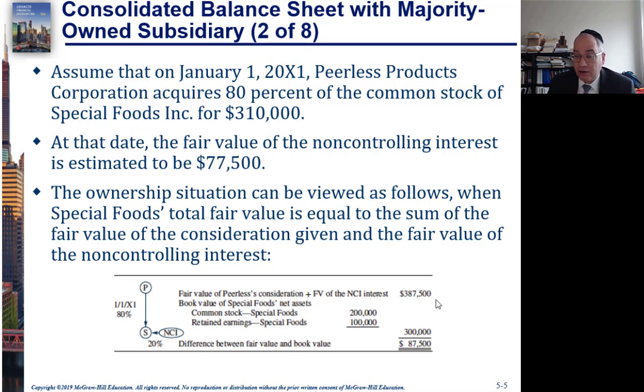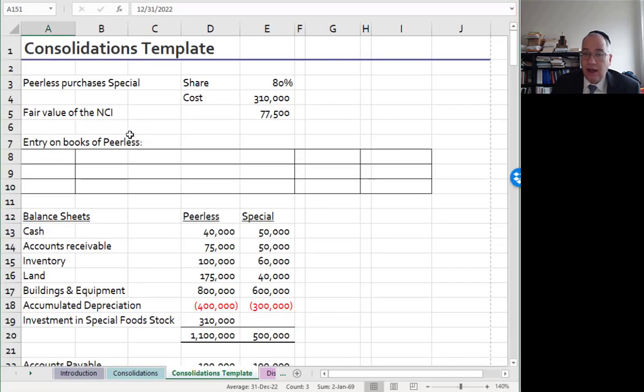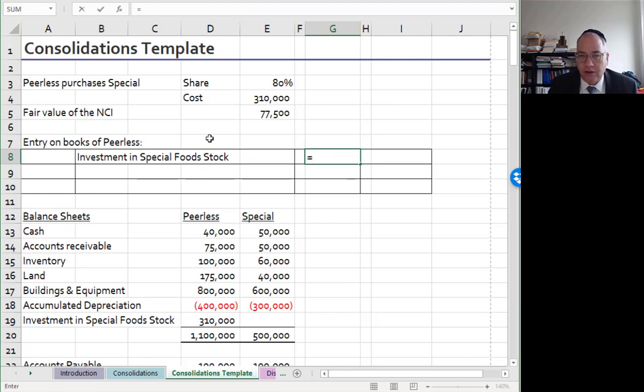That's $387,500. And the total differential itself is $87,500 because the investment by the parent and the non-controlling interest together is $387,500, and the book value of Special Foods on the date of acquisition is $300,000. Looked at in Excel, the journal entry to record this acquisition on the books of Peerless would be to debit investment in Special Foods stock for $310,000, and credit, however it was paid for, in this case cash, for $310,000.